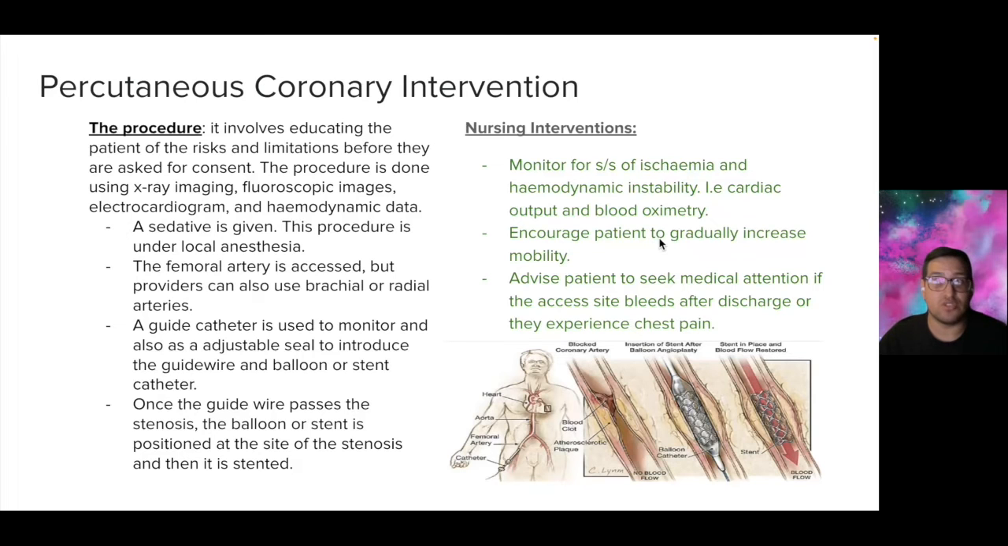Nursing considerations: you want to look for signs and symptoms of ischemia and hemodynamic instability. You want to encourage the patient to gradually increase mobility after the procedure and advise them to seek medical attention if the access site starts bleeding or if they have chest pain or shortness of breath. After the procedure, you want them to have follow-up care.